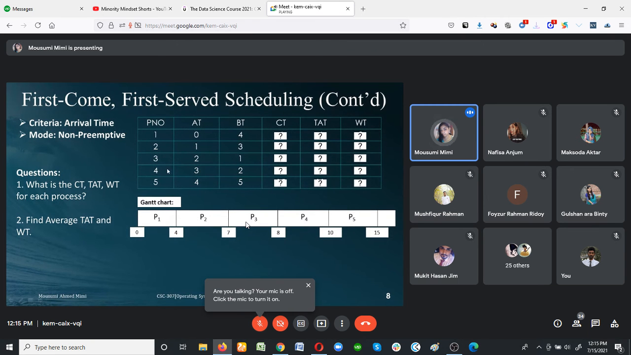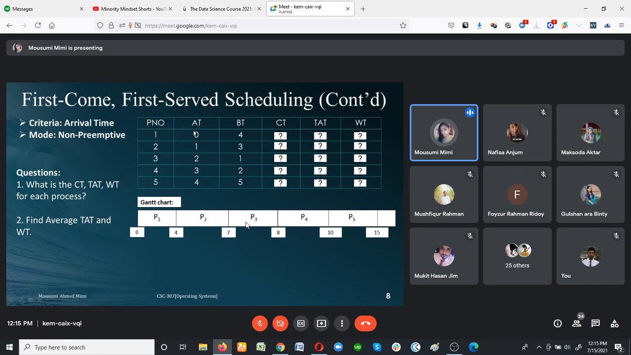Now look at here the process numbers 1, 2, 3, 4. Look at the arrival time. For first come, first serve scheduling, your first priority is the arrival time. The process that arrives first goes first. So here my process 1 comes at 0 seconds, so I provide process 1. Now look at the burst time. It takes a total of 4 seconds. So 0 plus 4 is 4.